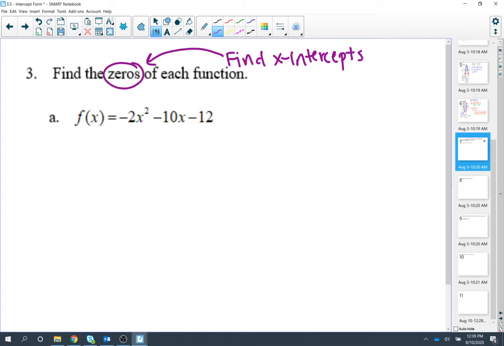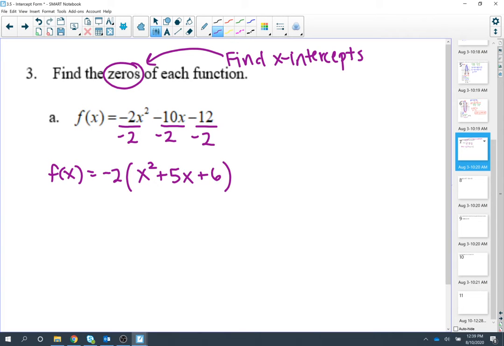Intercept form is just another word for factor. Okay, so just a lot of terminology going on here. But if we're going to find the x-intercepts, we're going to factor this. So a leading coefficient, positive? No, it's not. And we need a GCF, which is 2. So we're going to take out a negative 2. f of x equals negative 2, which is going to leave us with a positive x squared plus 5x plus 6.